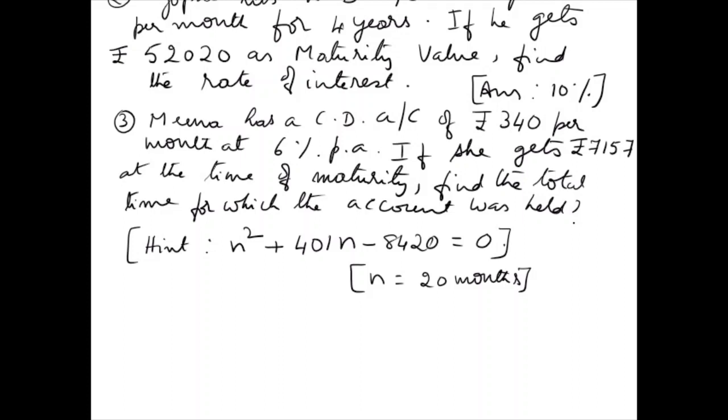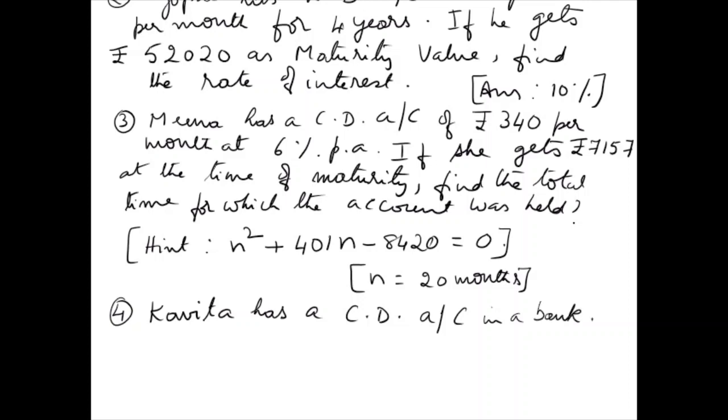Okay, now I will repeat one more of the same type which we have already done. Here again you have to find the number of months. So Kavita, this is also from R.S. Agarwal. Kavita has a CD account in a bank. Whether they call it cumulative deposit account, recurring deposit account, or cumulative time deposit account, all mean the same. So don't get confused just by the name. You have only recurring deposit in your syllabus.